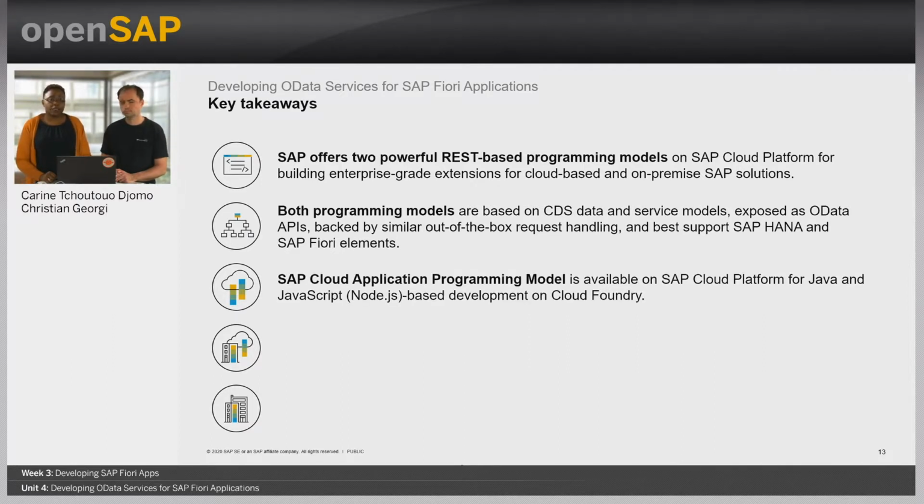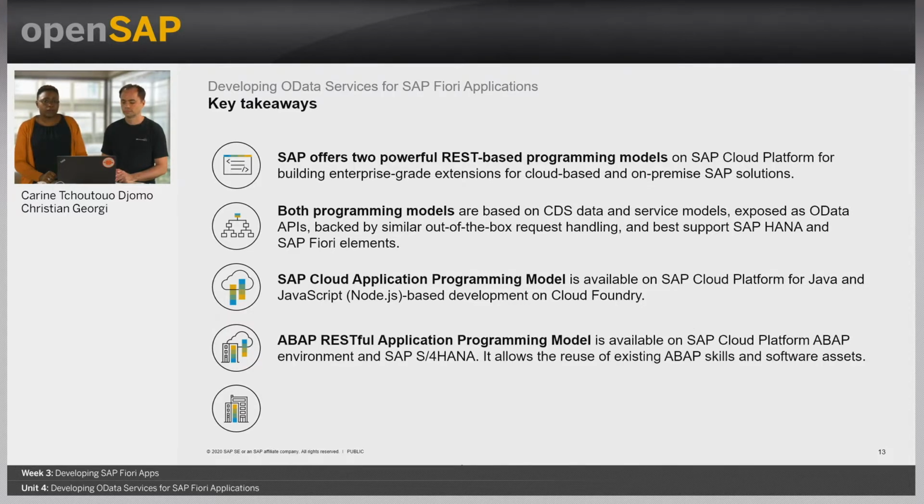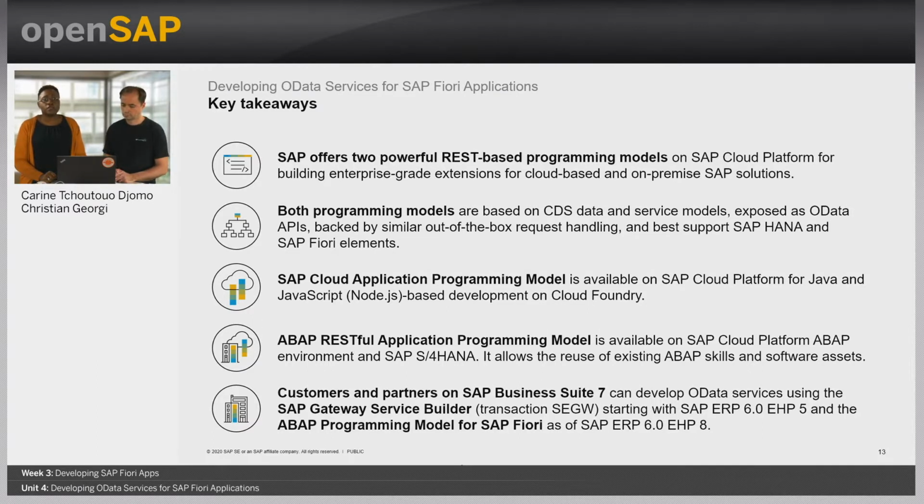The SAP Cloud Application Programming Model is available on SAP Cloud Platform for Java and Node.js JavaScript-based development on Cloud Foundry. The ABAP RESTful Programming Model is available on SAP Cloud Platform ABAP environment and SAP S/4HANA. It allows the reuse of existing ABAP skills and software assets. Another important piece of information: customers and partners on SAP Business Suite 7 can develop enterprise OData services using the SAP Gateway Service Builder and the ABAP programming model for SAP Fiori.